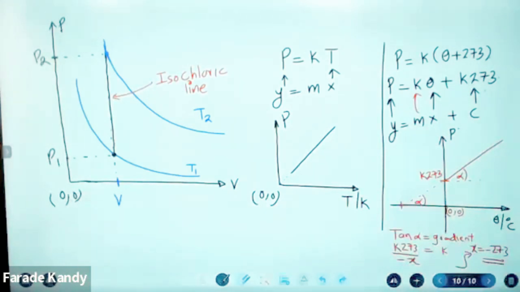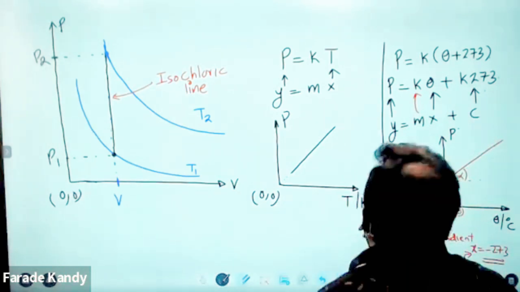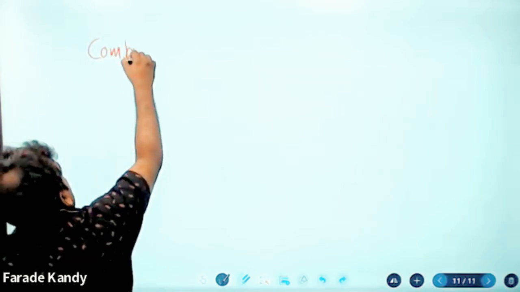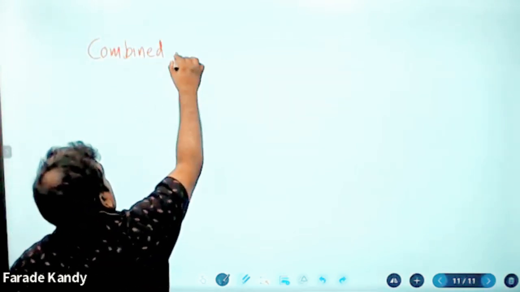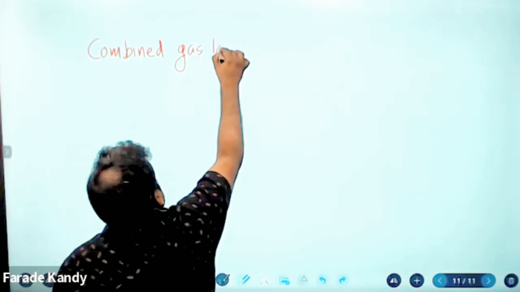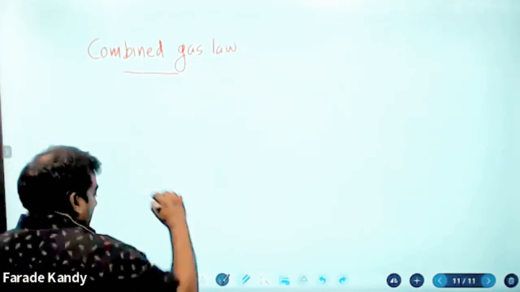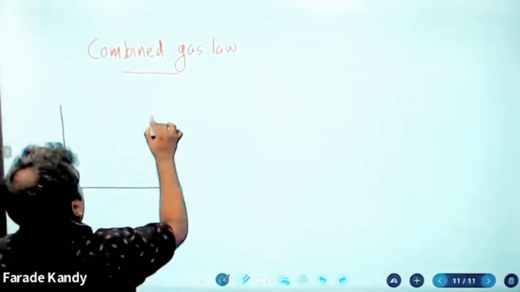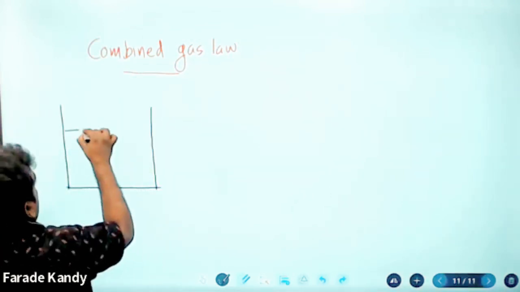Okay. Boyle's law, Charles' law, pressure law done. Final: combined gas law. Draw this into three states quickly.